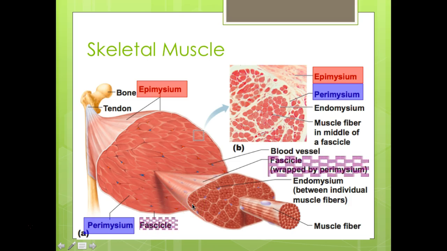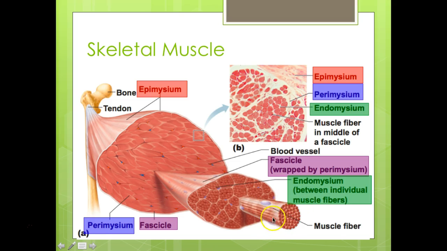Now let's break down the muscle fascicles, okay? The muscle fascicle has within it a bunch of muscle fibers. So each one of these circles is a muscle fiber, and each one of these muscle fibers is surrounded by an endomysium. And the endomysium is made up of a fine areolar connective tissue.